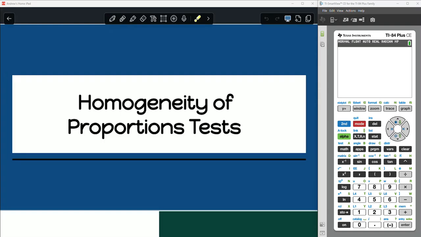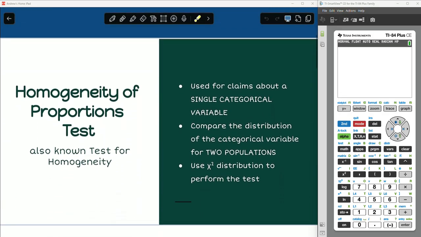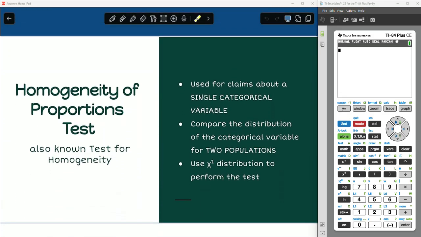In this last video for week 6, we're going to talk about the homogeneity of proportions tests. And this is kind of what it sounds like. We are testing a claim about a single categorical variable, and we are comparing the distribution of that categorical variable between two populations. So this is a little bit different than our last two tests.